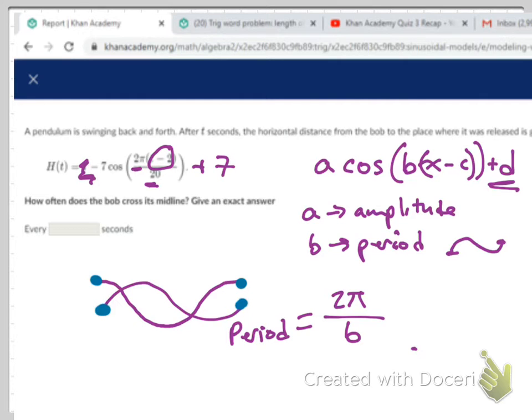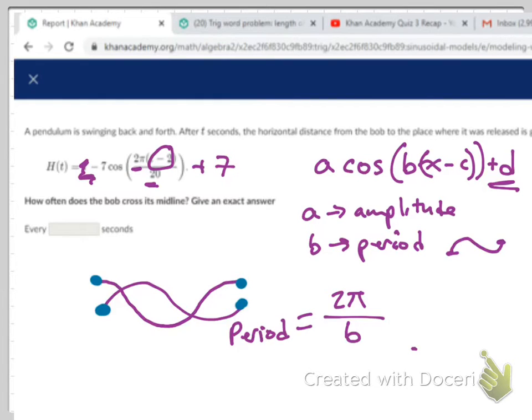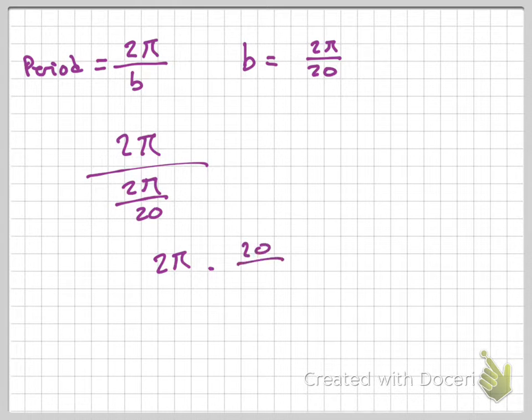So what we're going to do, and I've written that here, in this case, B is actually 2 pi over 20. It involves the 2 pi and the 20. So if I do 2 pi over 2 pi over 20, well, I get a complex fraction. And that is the same as doing 2 pi times the reciprocal, which is nice because those cancel. So the period for this graph is actually 20 because the B is the only thing that's going to determine the period.